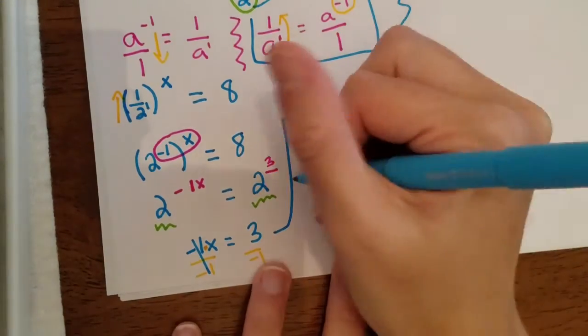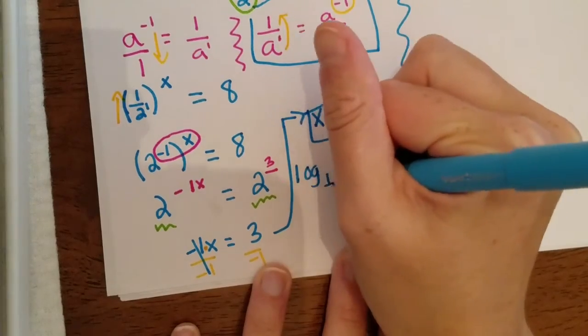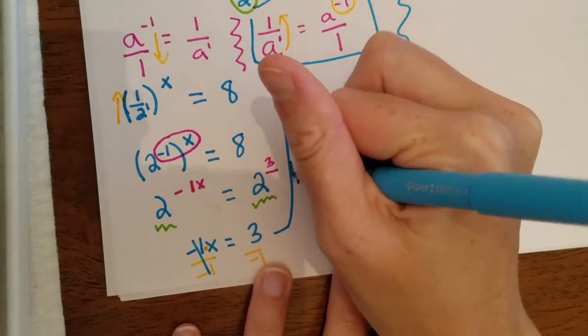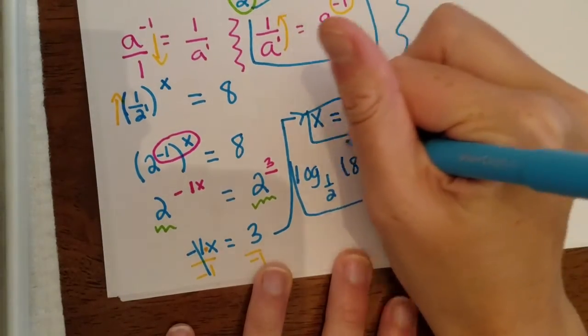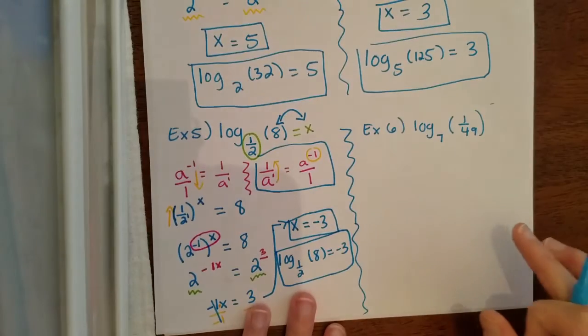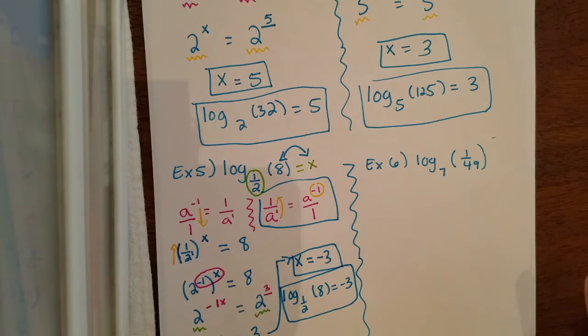Or you can write, like we've been doing, log base 1/2 of 8 secretly is just negative 3. That's all it is. That long thing right there just equals negative 3. Ta-da! That's it. Now example 6 is very similar to this one. So if you think that you understand example 5, go ahead and pause the video and fast forward to the end and see if you get it right.